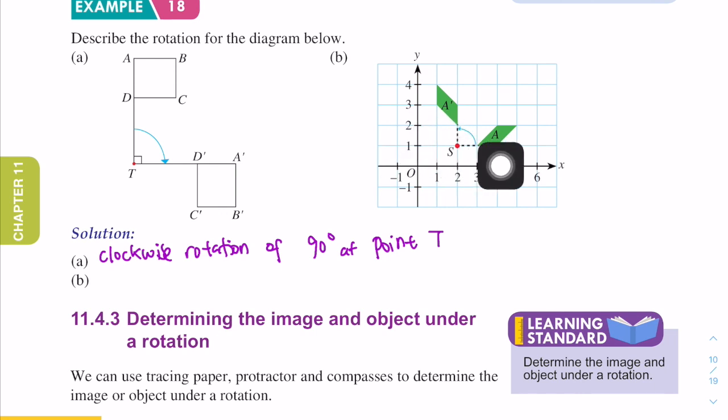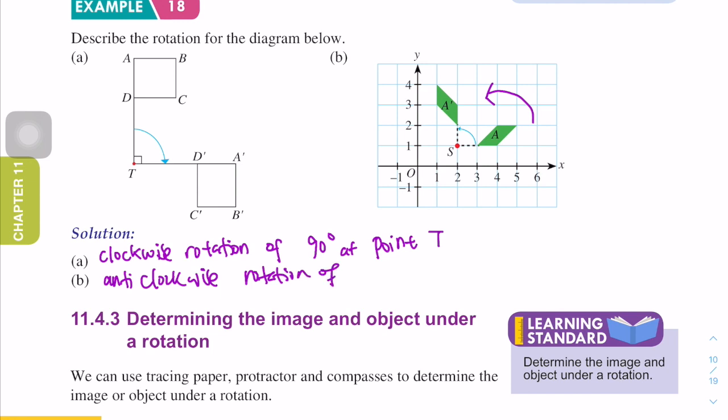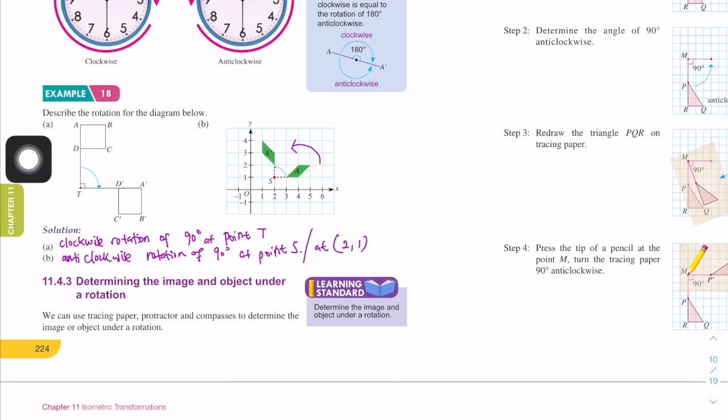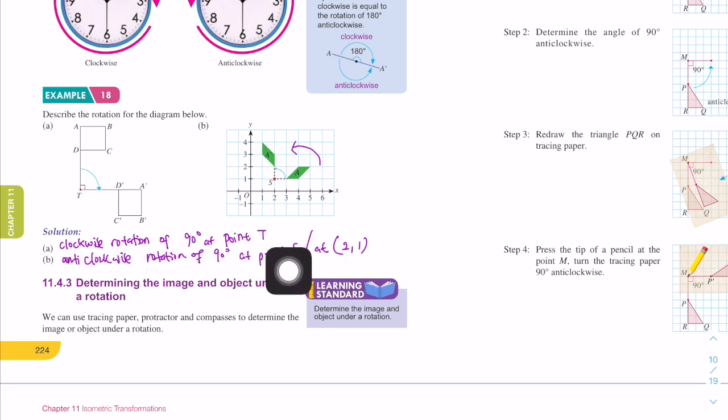Next for B, so we have A to A prime. It move anti-clockwise. So we can say that anti-clockwise rotation of 90 degree at point S. Or you can say that at coordinate 2, 1. Also the same. Also accepted, no problem, because point S and 2, 1 is the same thing.